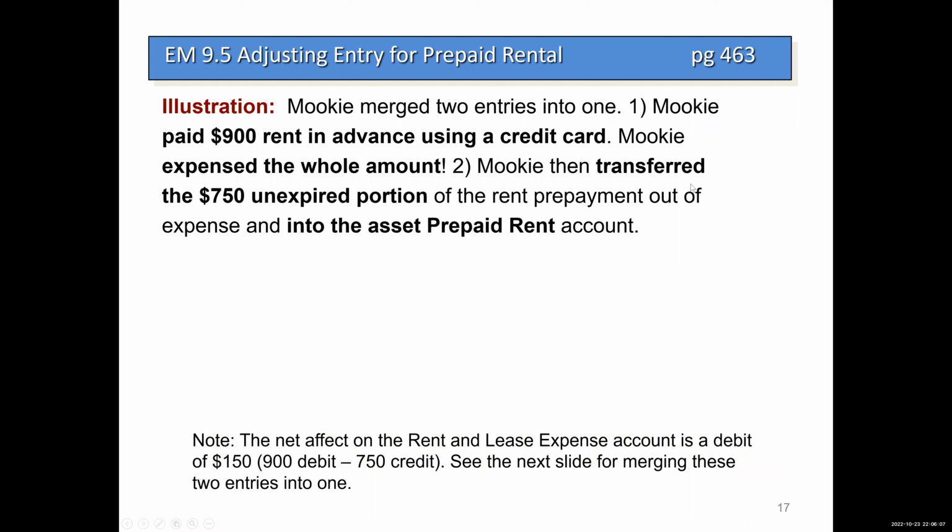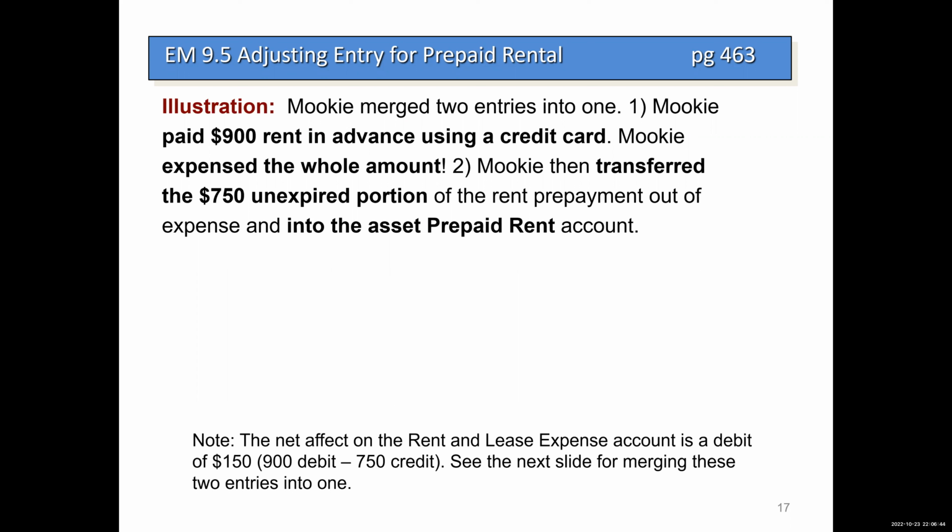Let's do EM 9.5. Adjusting entry for prepaid rental on page 463. And man, I'm just going to give you the answer on this one, because this one is like two entries in one. I'm just going to go through it. You can read your book and look at it, but this is how I interpret it so you can understand what's going on. I do give you the answer at the end, but some of you have inquiring minds and are saying, what the heck is going on here? So this is what's going on.